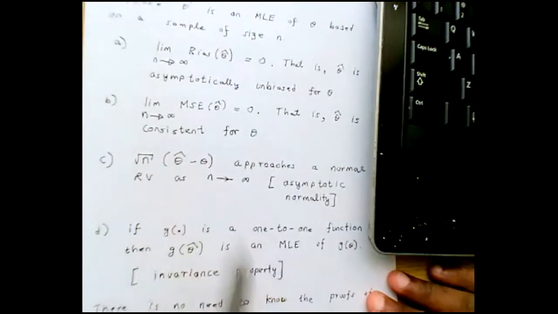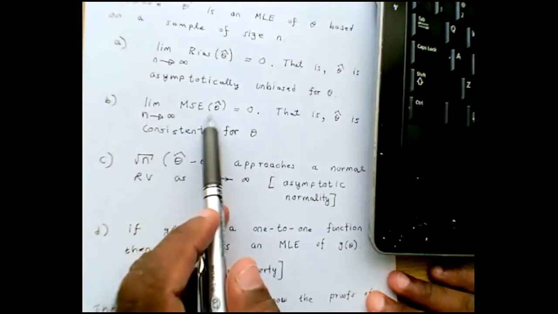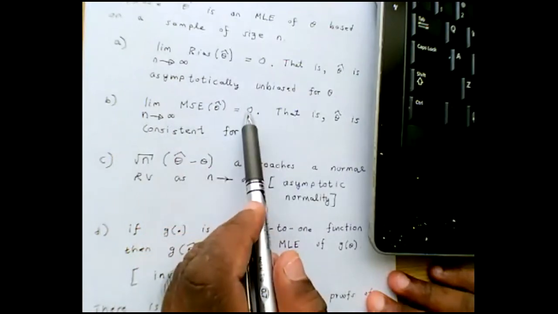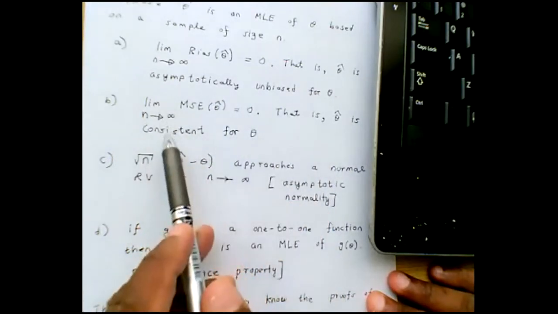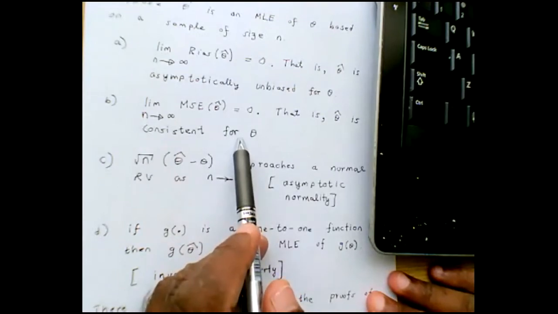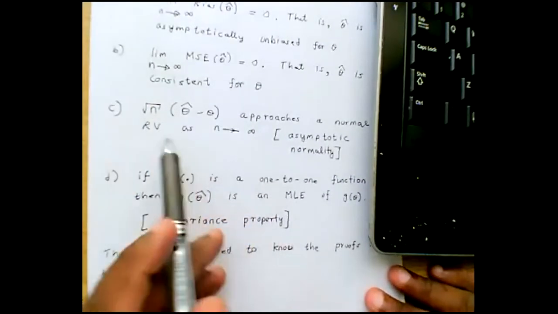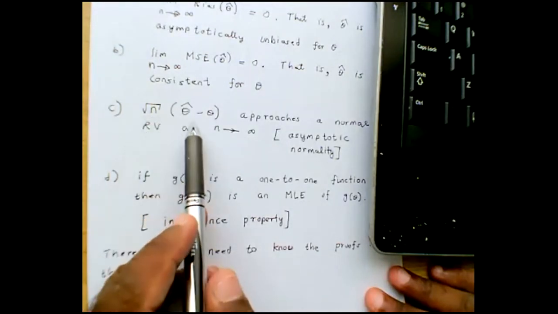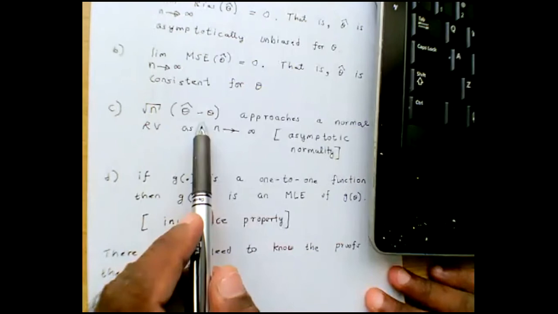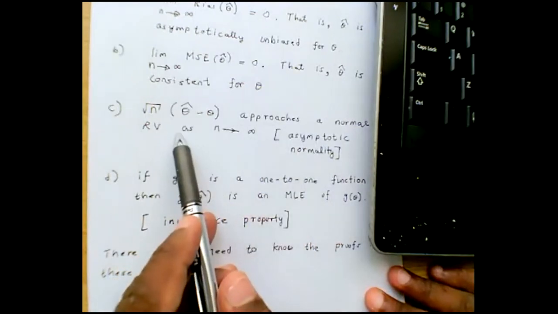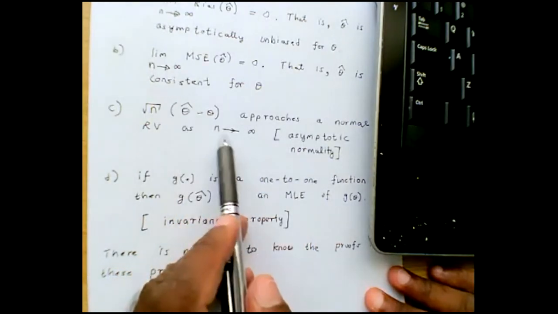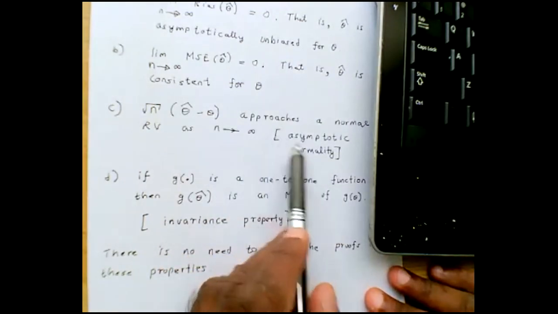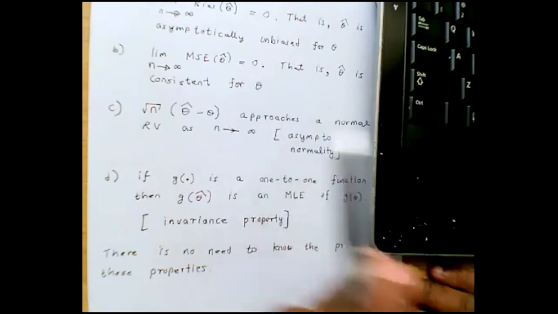The second property is that the limit of the MSE of theta hat as n approaches infinity is 0, which means that theta hat is consistent for theta. And the third property is that root n, where n is the sample size, times theta hat minus theta approaches a normal random variable as the sample size approaches infinity. This property is known as asymptotic normality.